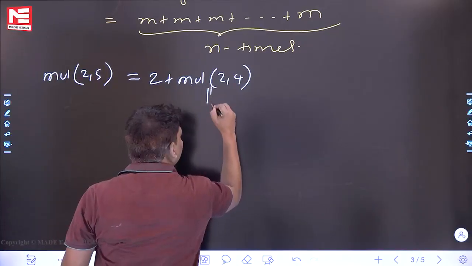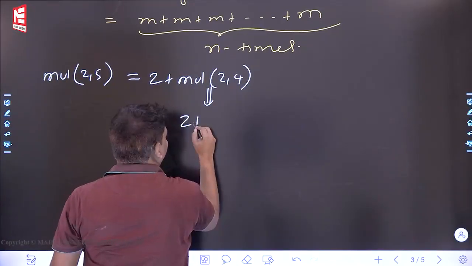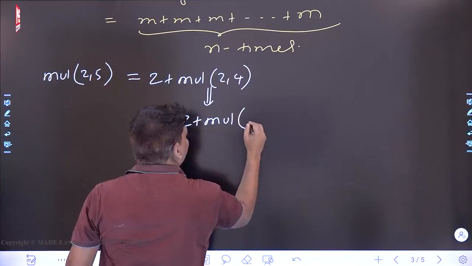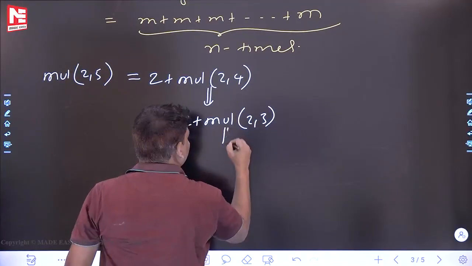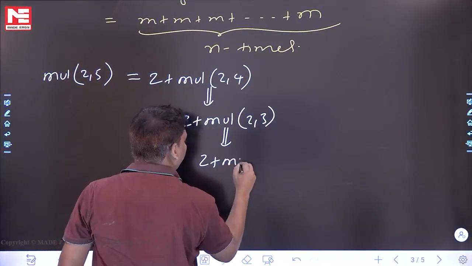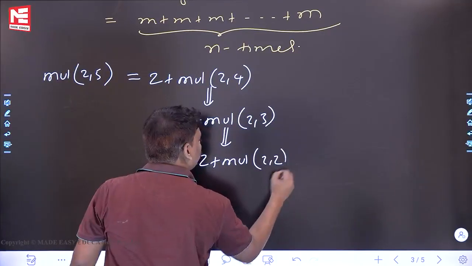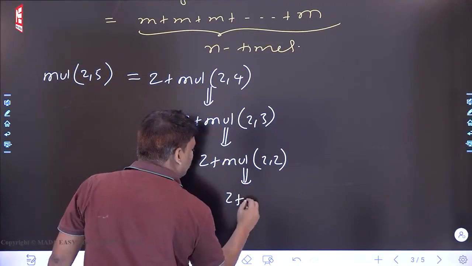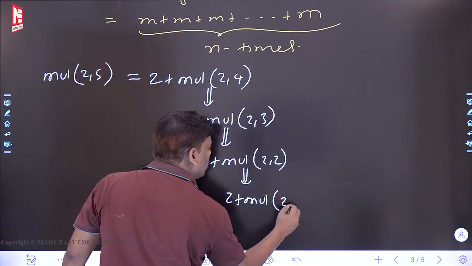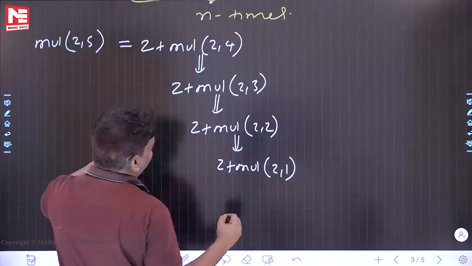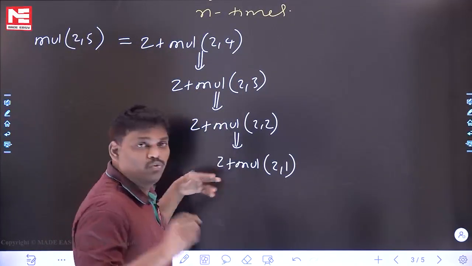Suppose you don't know this also, complete the recursion in a similar way. 2 plus multiplication of 2 comma 3. Next, 2 plus multiplication of 2 comma 2. Next, 2 plus multiplication of 2 comma 1. Like that, continue. Some people are asking, sir, you keep on going. You know very well.